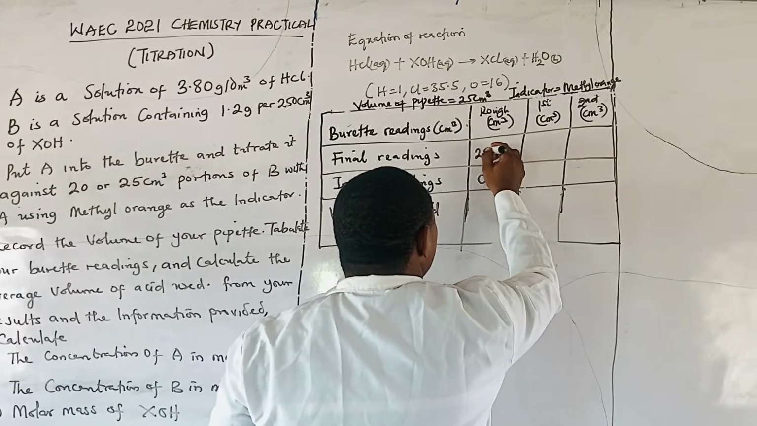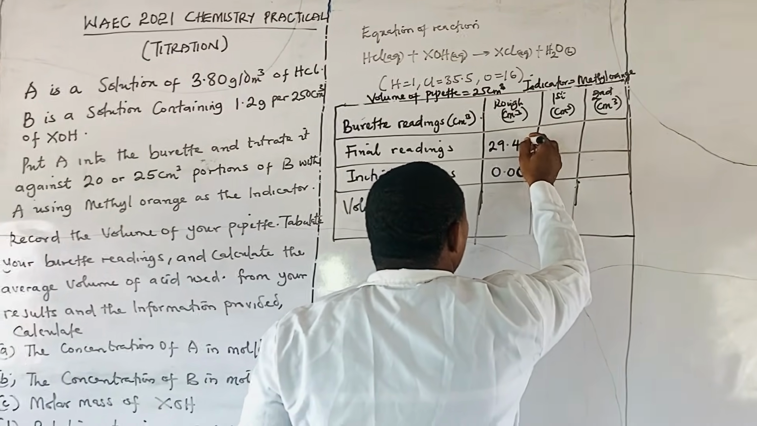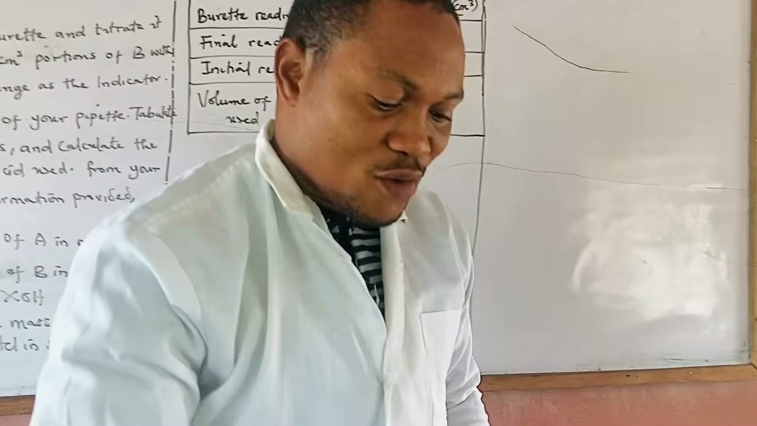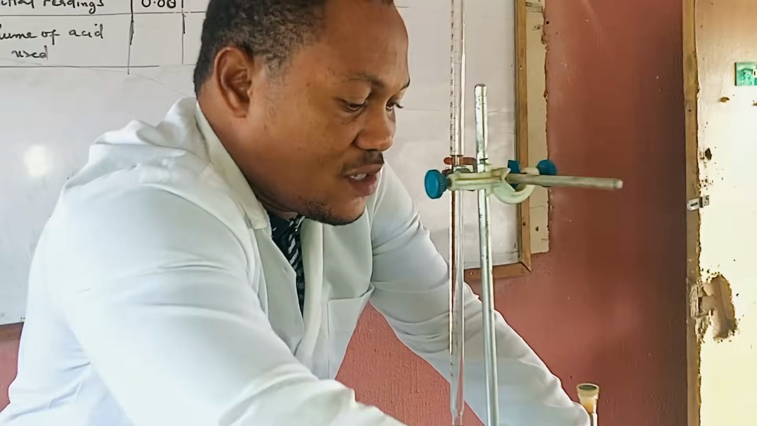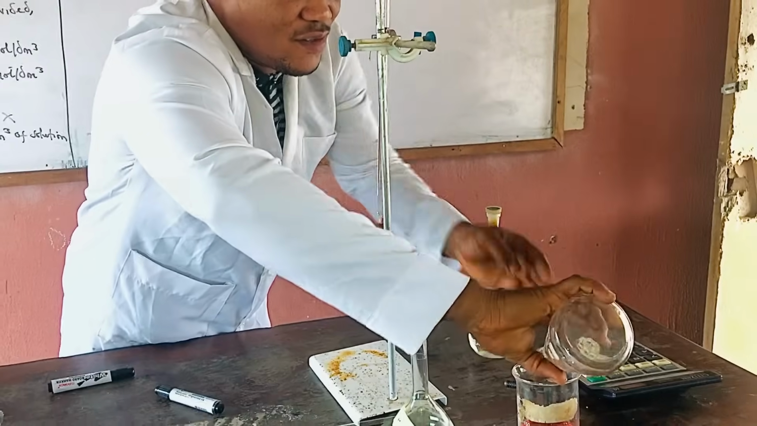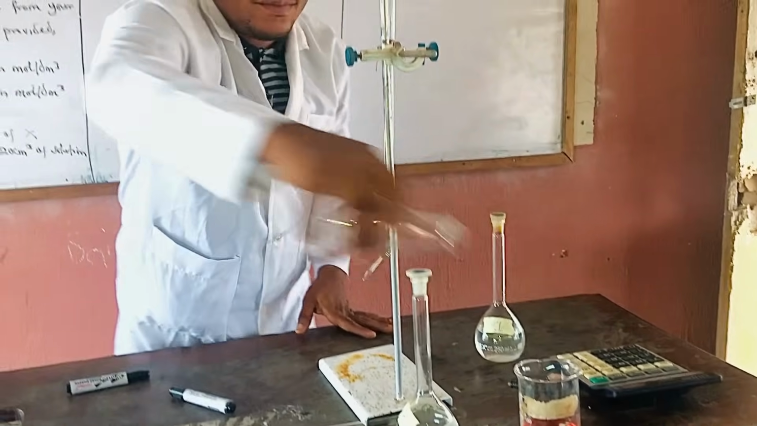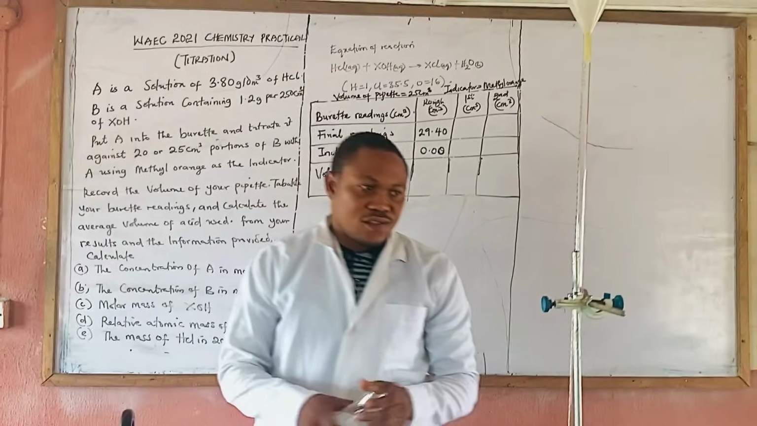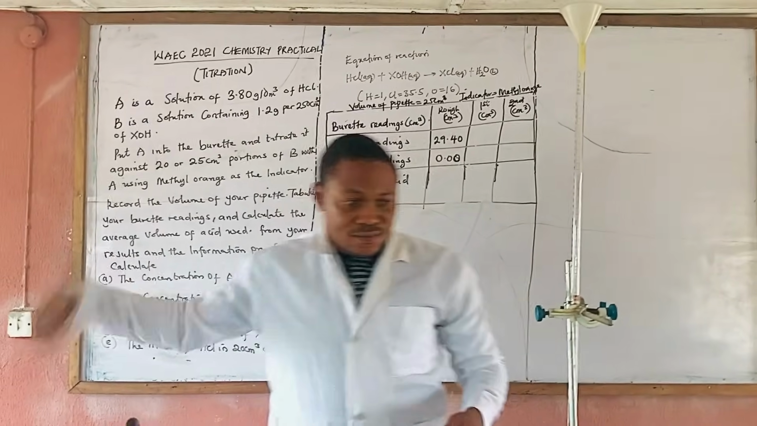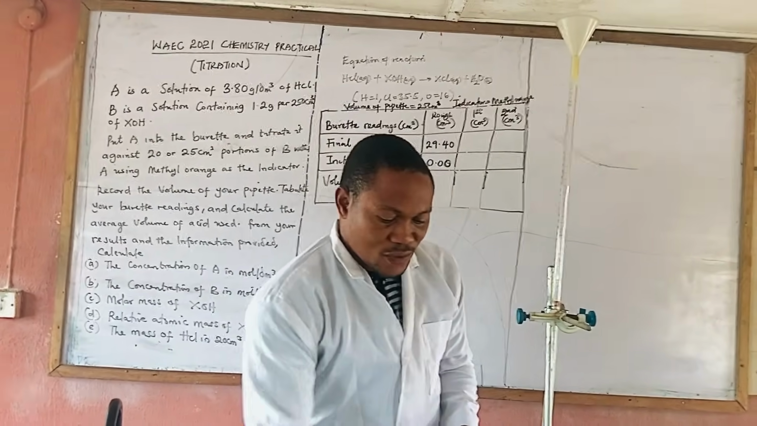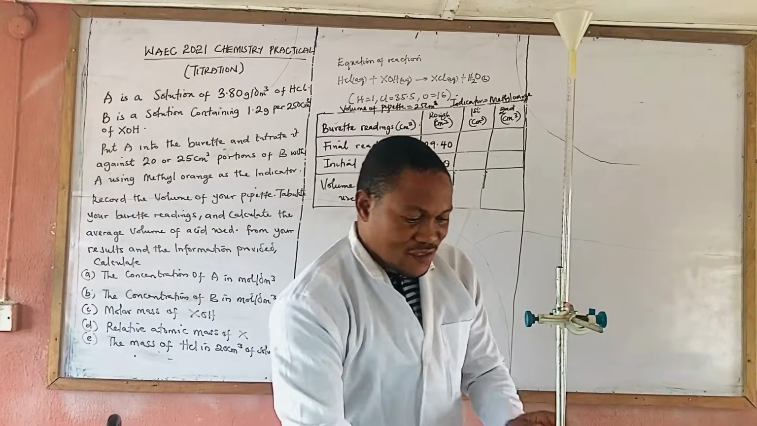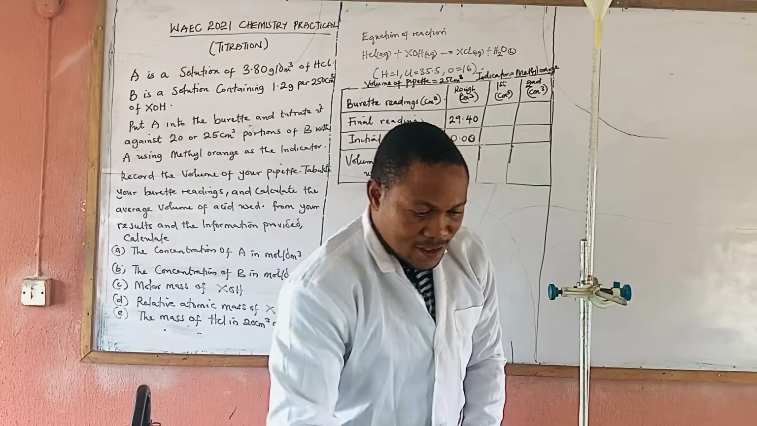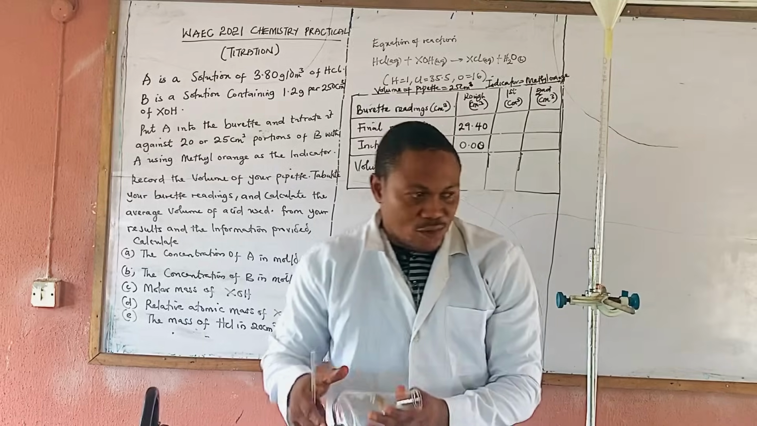I have 29.40. I hope we are clear. I have 29.40. Very quickly, I can just dispose of it here. Then wash a bit with water. I've disposed of this. This is my rough now. Very important. So I'll quickly, without wasting time.